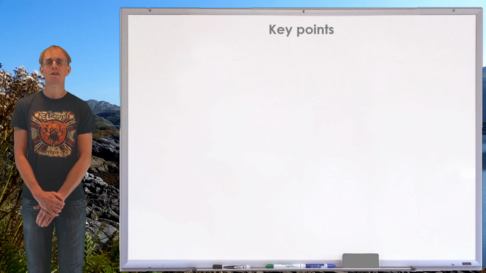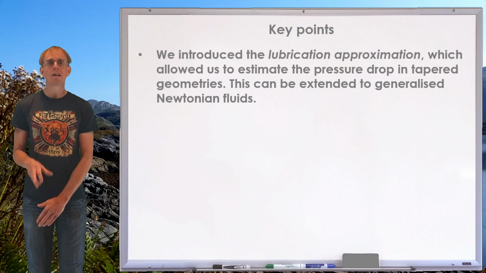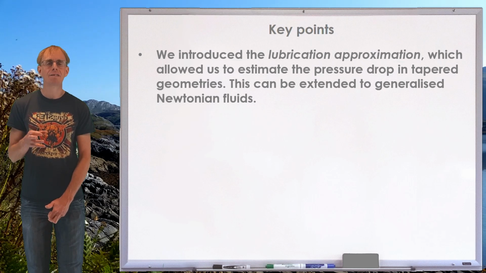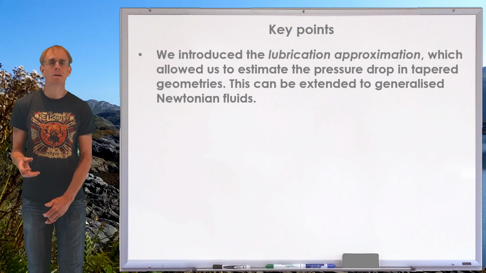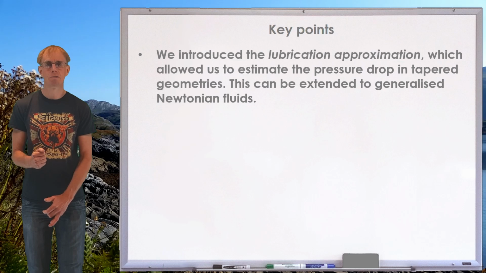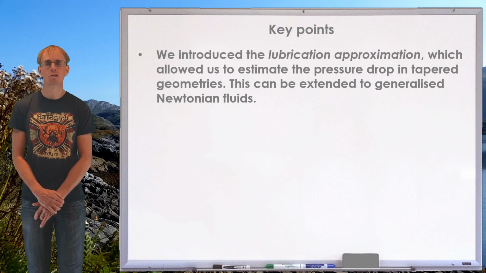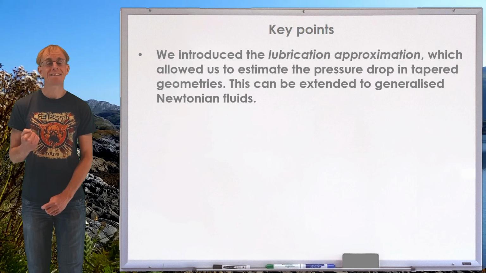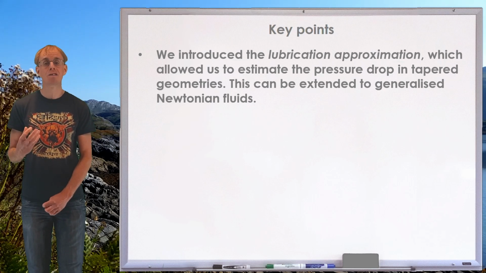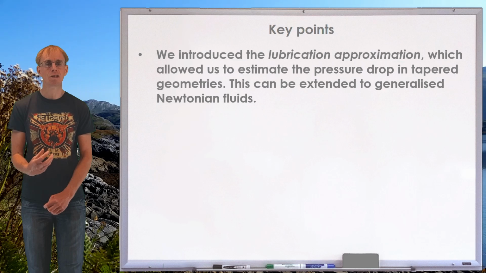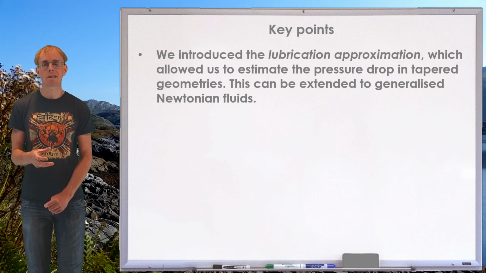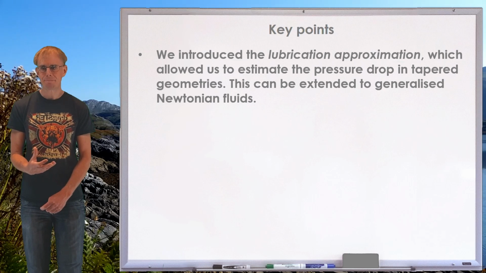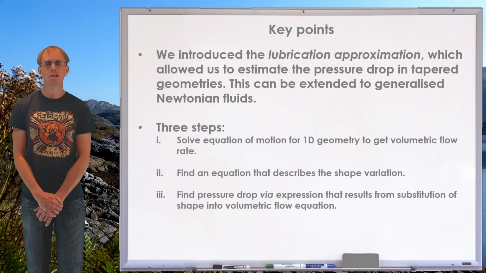So let's summarize a few key points. What we've done in this part of this lesson is introduce the lubrication approximation, and that has now given us the ability to estimate pressure drop in tapered geometries, so mildly two-dimensional geometries. We've done this analysis for a Newtonian fluid, and in the next lesson we'll see how this expands to analysis in a generalized Newtonian fluid. So it's got great applicability for materials that shear thin, and of course all of our polymers will shear thin. We introduced 3 steps for this analysis.